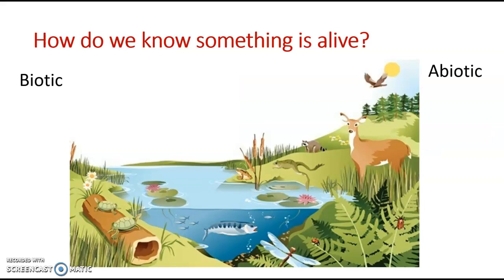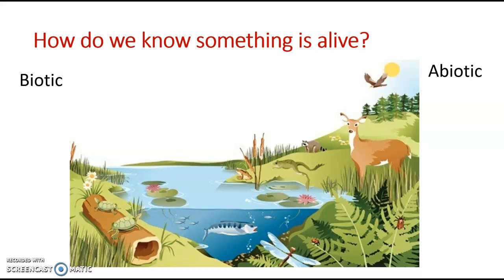So how do we know that something is in fact alive? And a word that might be new to some of you is biotic. And biotic means relating to or resulting from living things. So biotic can simply mean something that is alive. The opposite of that would be abiotic, which implies not living, not alive. And this is a physical thing that is not biological.